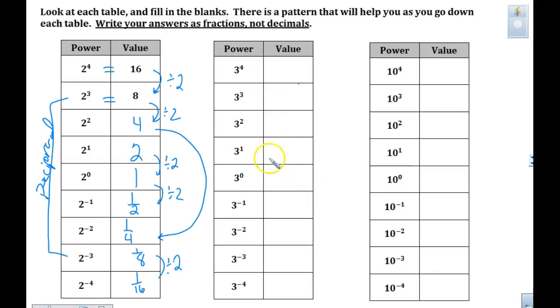I now want you to go to the 3's. 3 to the first is 3. Go up. 3 to the second, 9. What are we doing to go from 3 to 9? Times it by 3. Fill in your table going up. Start here at 10. 10 to the second, you know, is 100. Fill your table going up.